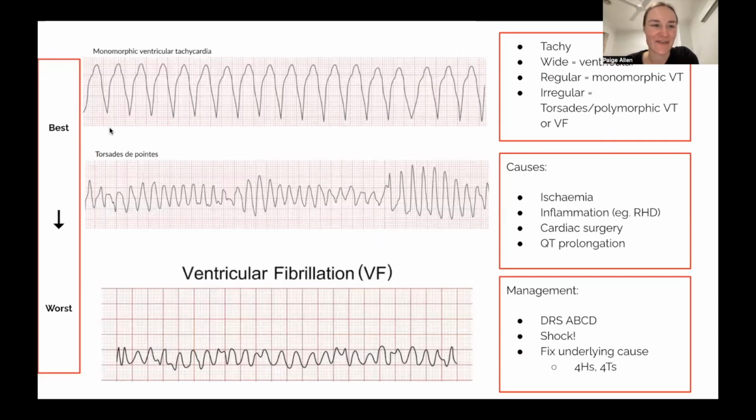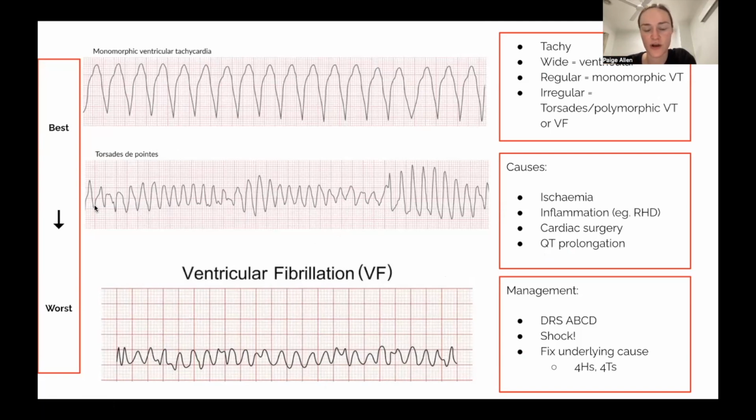So again, you have your VT, which is this pattern, and then as you get lower on this chart, you'll get to the worst patterns. So your next worst one is torsade de pointes, and then your next big bad one is your VF. So again, they have the same sort of causes. And the management for any of these is going through your doctor's ABCD. They all require shocking, and you want to fix your underlying causes. And as I mentioned, these patterns are less likely to be regular than having your VT.